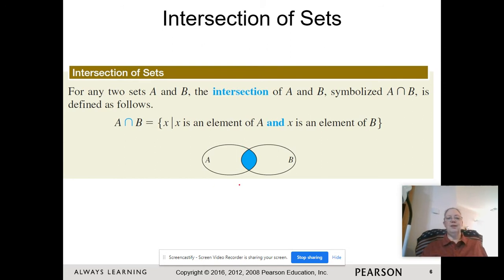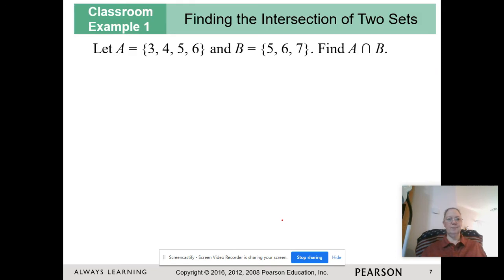If you guys are familiar with Venn diagrams, the intersection is the overlap. That's this shaded region that looks kind of like a football in the middle. These are everything that's in A. This is everything that's in B. Where they overlap, that's called the intersection. We want to find A intersect B. That's where they overlap. We look to find the numbers that are in both sets at the same time.